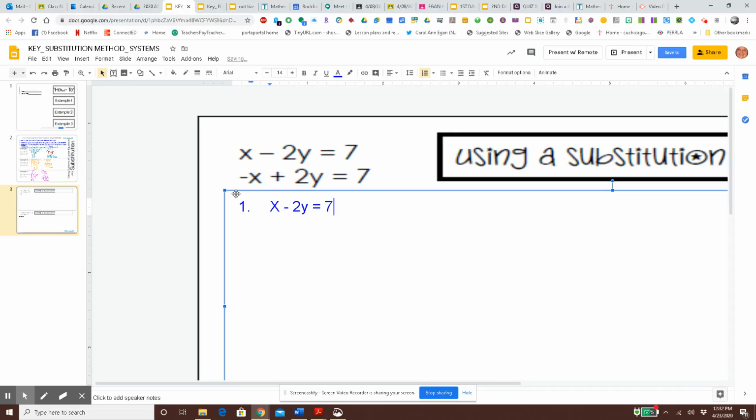equals 7. And just disregard the fact if x or y's get capitalized, they should all be lowercase letters, but they love to autocorrect on here. So I'm going to add 2y to both sides.